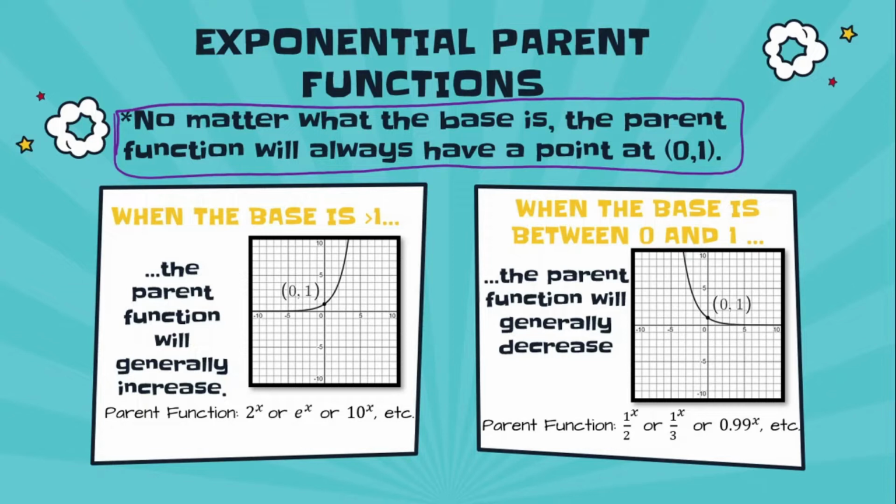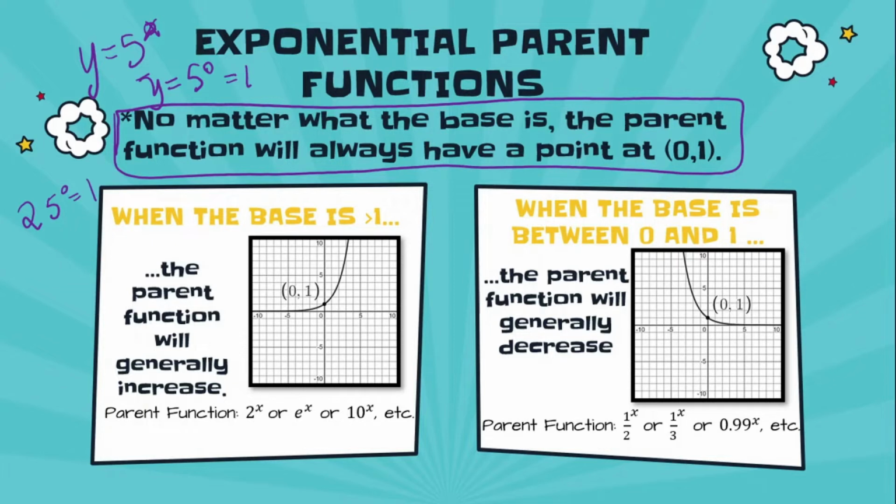All right, guys, before we start graphing exponentials, I need to show you what their parent functions look like. No matter what the base of an exponential function is, that parent function will always have a point at (0, 1). The reason for that is because anything raised to the 0th power is equal to 1, right? If I were to raise 5 to the 0th power, that'd be equal to 1. If I were to raise 25 to the 0th power, that's equal to 1. So each of these parent functions will always have a point at (0, 1).